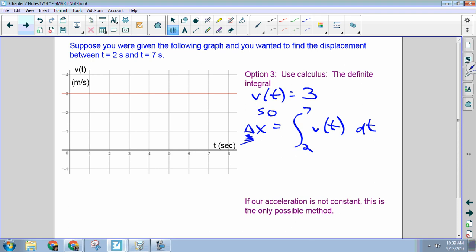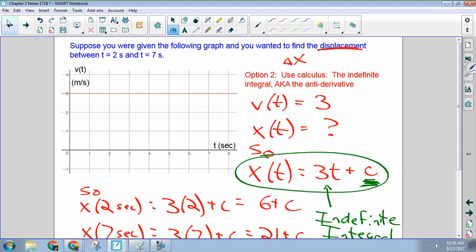Correct. The indefinite integral gives you an expression for the actual position instead of the change in position, but with the caveat, I don't think I've ever used that word before, that we don't know what the c is, right? So we're kind of stuck because I'm recording, right? Good?